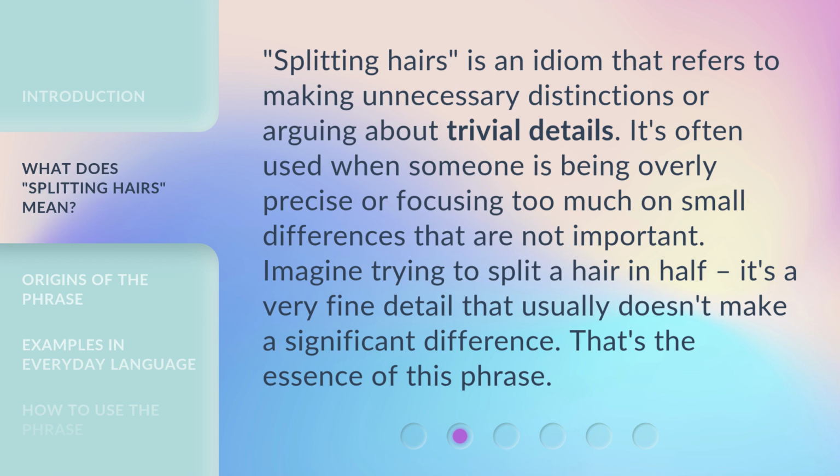Splitting hairs is an idiom that refers to making unnecessary distinctions or arguing about trivial details. It's often used when someone is being overly precise or focusing too much on small differences that are not important. Imagine trying to split a hair in half. It's a very fine detail that usually doesn't make a significant difference. That's the essence of this phrase.